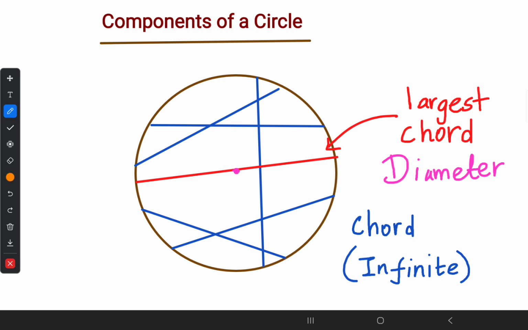Once more, to do this experimentally, draw a circle, draw some chords and a diameter, and measure the distance of the chords and the diameter. Amongst all those chords, you will end up with the highest answer belonging to the diameter. That means the largest chord in the circle would be our diameter. From that only we concluded this relationship.